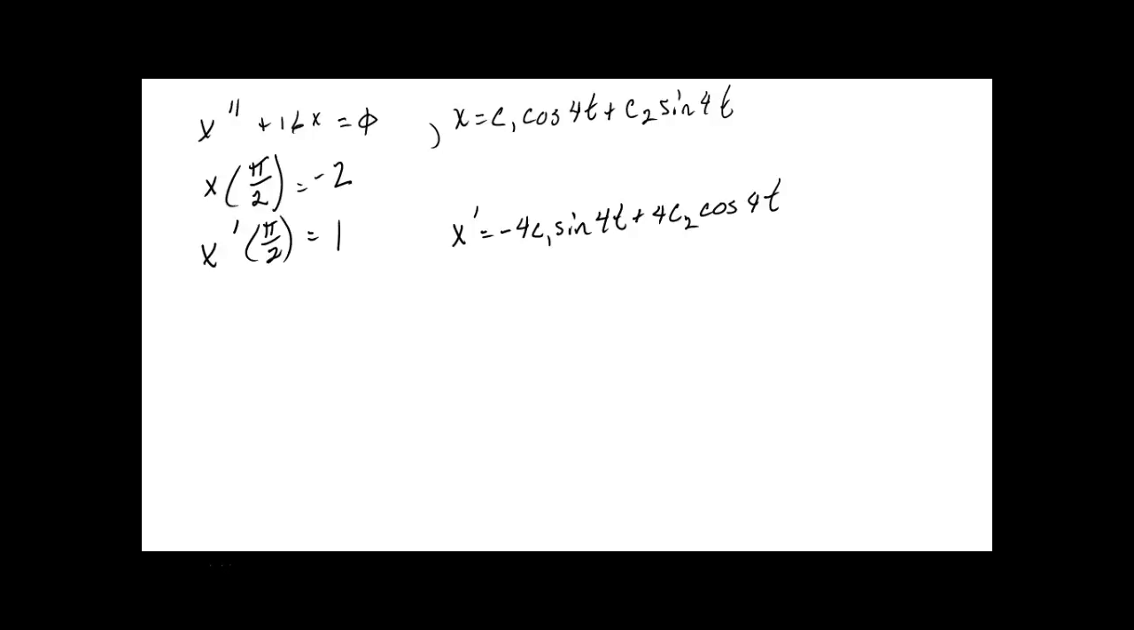Okay. So now we plug in when x, okay, I'm sorry. When t is equal to pi halves, x has to equal -2. So what do we do?